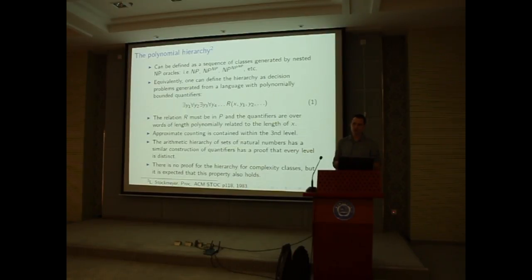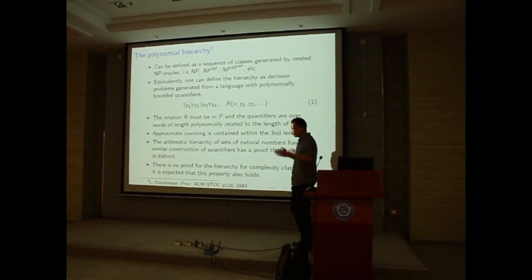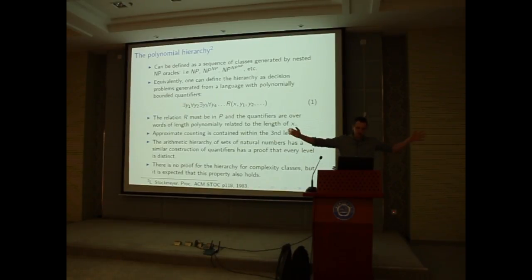It's not true for the complexity classes, right? No, that's right. For complexity classes, there's no proof like that. It's just sort of a belief that someone should be able to do this, but they just haven't. So it's expected that this also holds, that each level is distinct. Each time you add another quantifier and go up, it's always a distinct set.